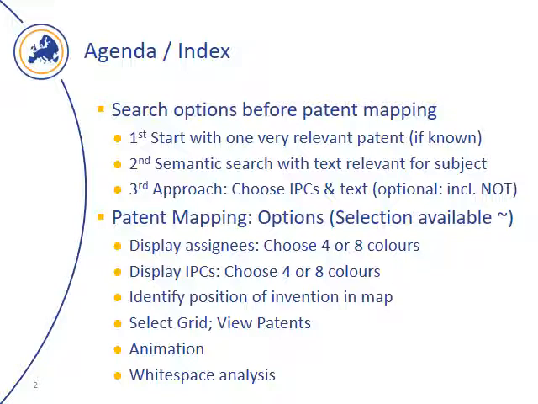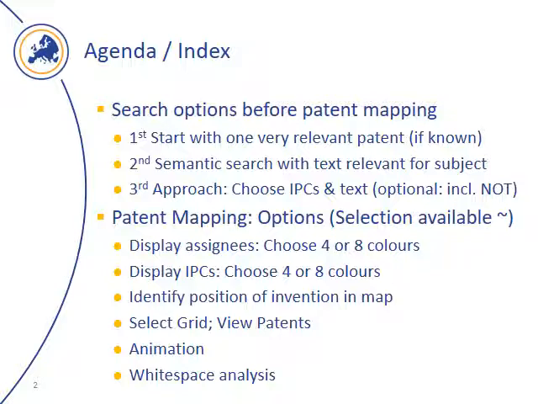Another very instructive way to show results in the patent map is to display the international patent classes, because this gives a clear indication of the technical fields. And also here you have the option of choosing up to 4 or up to 8 different colors.